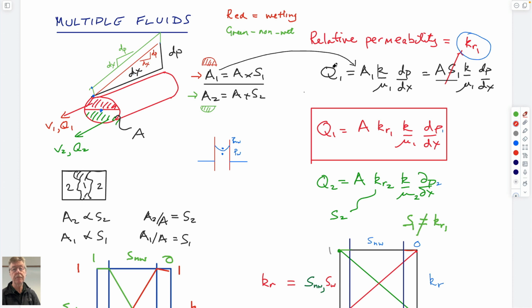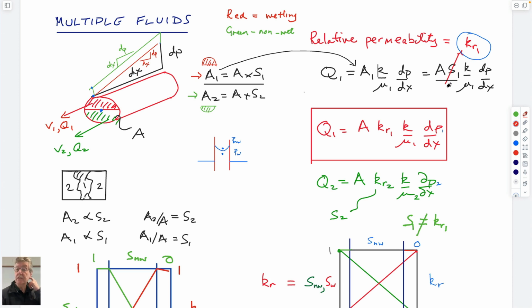This is the volumetric flow rate of the red fluid that comes out. It's equal to the cross-sectional area of the fluid multiplied by the permeability, the viscosity of the red fluid, and the pressure gradient. That's just Darcy's law written for this little semicircle or half circle. And if we substitute the value for this area in here in terms of the total area times the saturation, then we get this expression here.